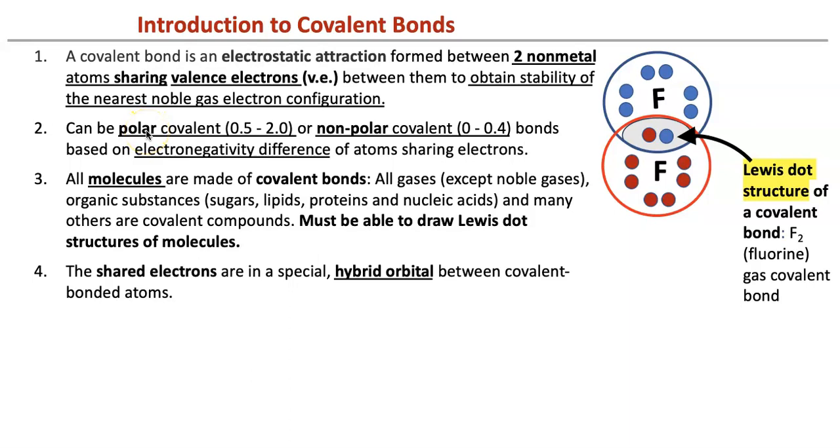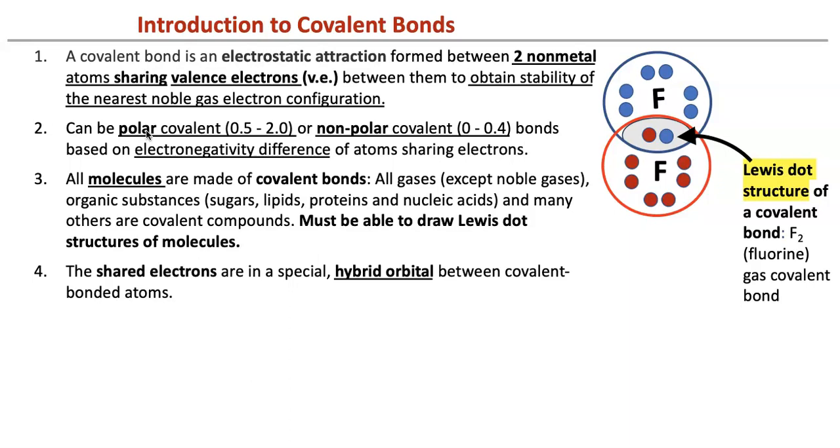All molecules are made out of covalent bonds. All gases, except noble gases, and organic substances like sugars, lipids, proteins, and nucleic acids are all made out of covalent compounds. So essentially, you are made out of covalent bonds. And you must be able to draw covalent molecules using Lewis dot structures. We will look at that in a later lesson.